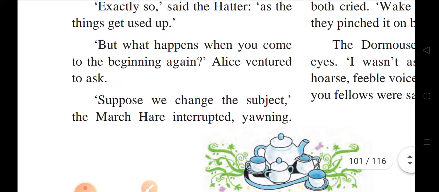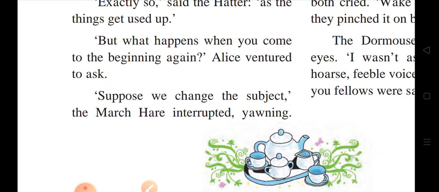"Okay," Alice ventured to ask. Ventured to ask means with courage she asked. With a lot of courage she asked the Mad Hatter, because all these people were making fools of themselves and talking stupid things. So she asked with a lot of caution. "But what happens when you come to the beginning again?"